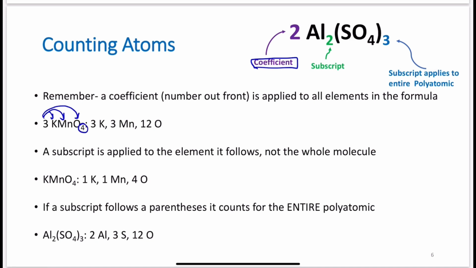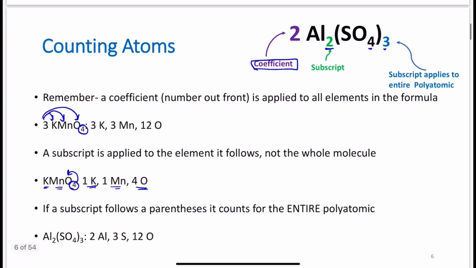A subscript is what's listed below the elements here. The subscript applies to the element it follows, not the whole molecule. So here, I don't have any subscript after the potassium, I have 1 potassium. I don't have any subscript after the manganese, I have 1 manganese. I do have a 4 after my oxygen. That means I have 4 oxygens. Now if a subscript follows a parentheses, it counts for the entire polyatomic. And that's what I see here on the aluminum sulfate.